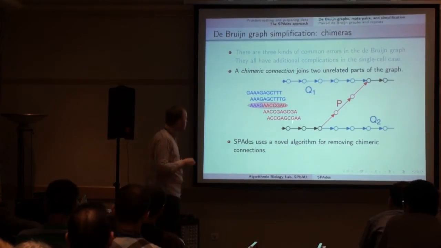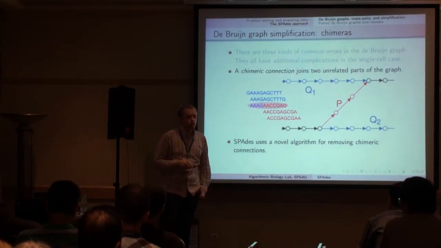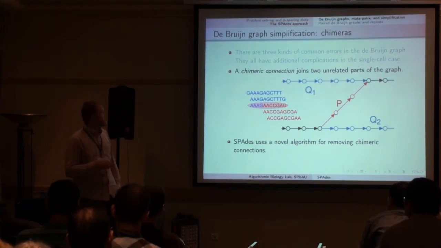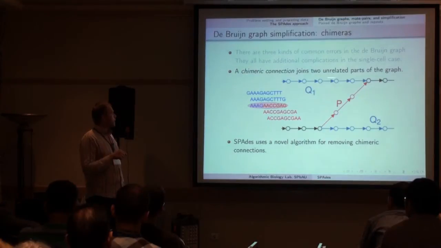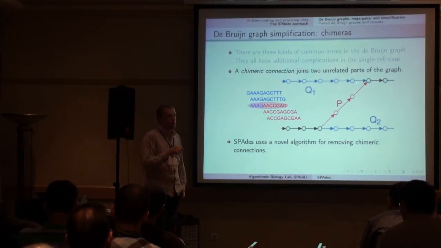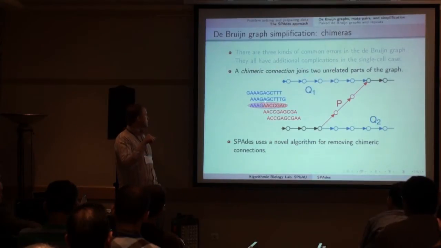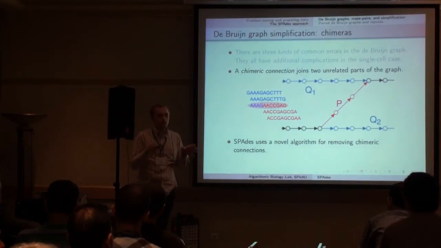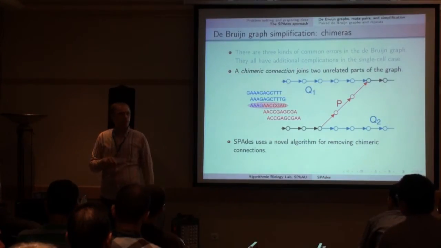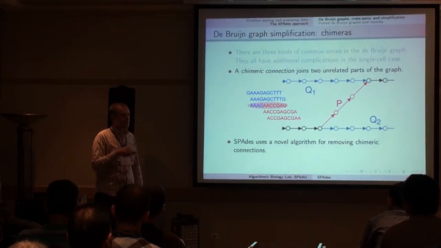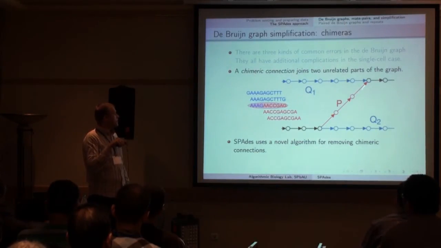And the third common error, which is not all that common in multi-cell assembly, but which is very common in the single cell case, is a chimeric connection. And the chimeric connection joins two unrelated parts of the graph. A chimeric read is a read that basically just accidentally has two parts from different parts of the genome put together. But in single cell assembly, this happens a lot. So we have to somehow handle these chimeric connections.